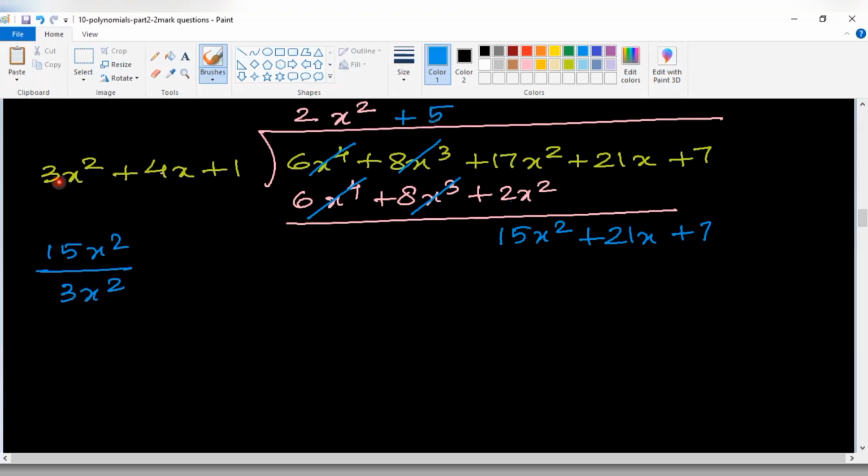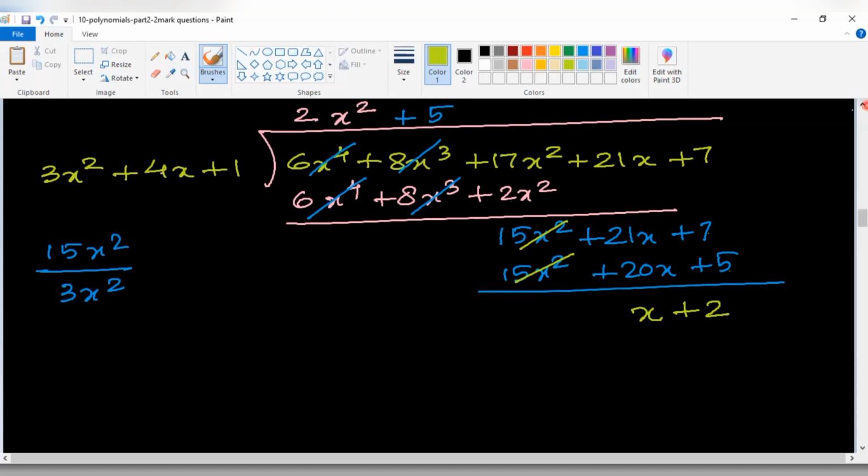So 5 into 3x square, that is 15x square. 5 into 4x, that is 20x. 5 into 1, that is 5. Next we have to subtract. So here 15x square will be cancelled. 21x minus 20x, that is x. Then 7 minus 5, that is 2.